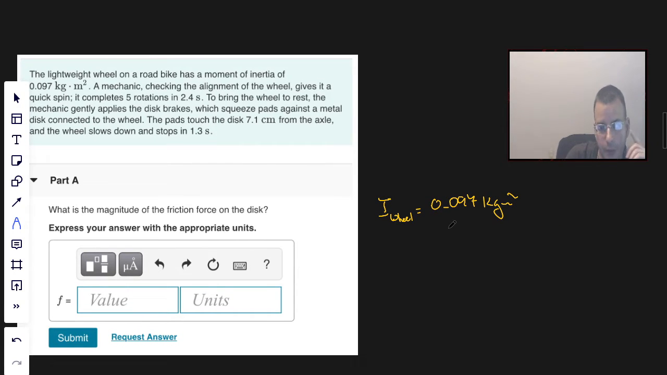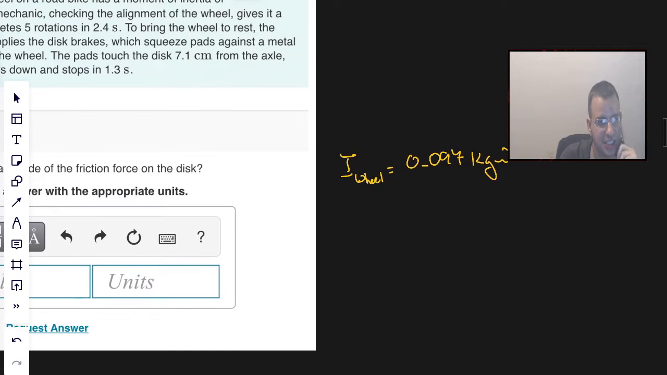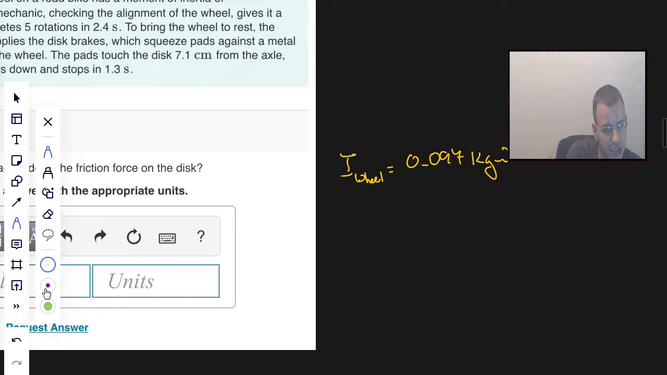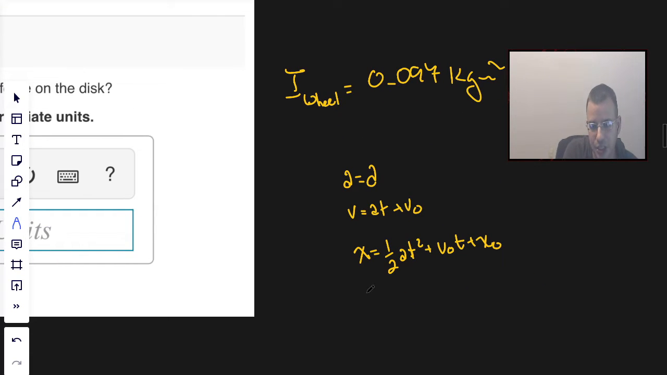Okay, so my first thought here is I see distance, time, speed, and so I think kinematic equations. So I start by writing up my kinematic equations. A equals A, V equals AT plus V naught, X equals 1/2 AT squared plus V naught T plus X naught. And then I write up a fourth equation, which is really a combination of the second and third one, which is V final squared equals V initial squared plus 2A delta X.